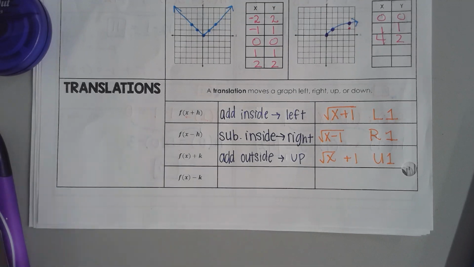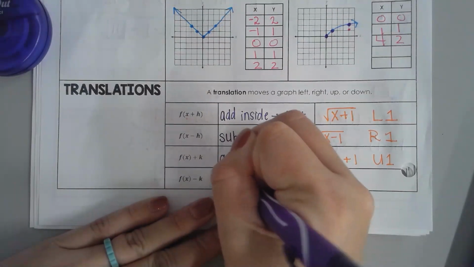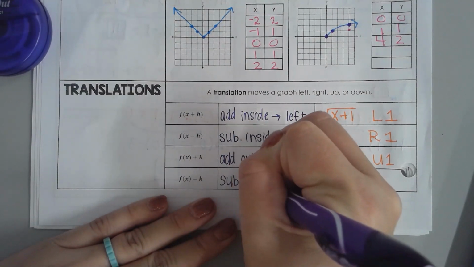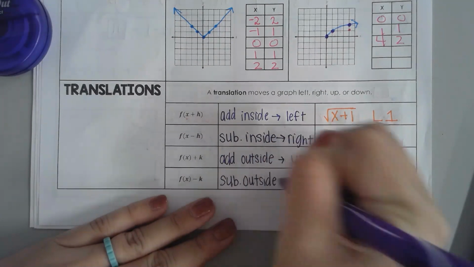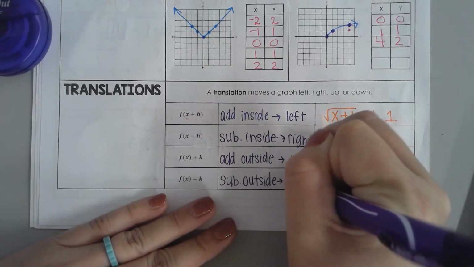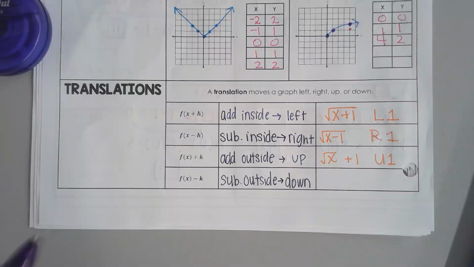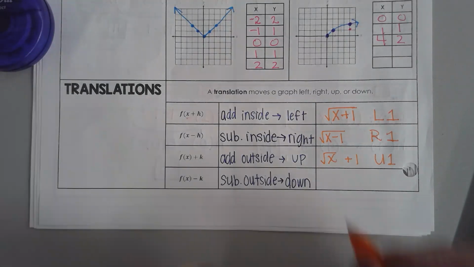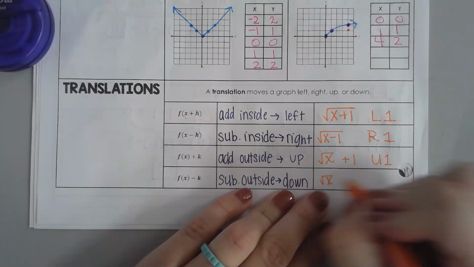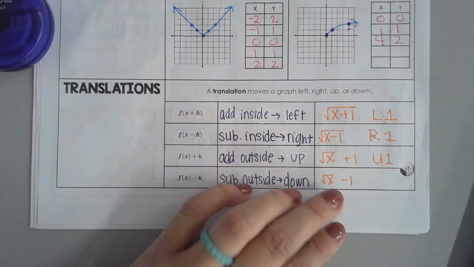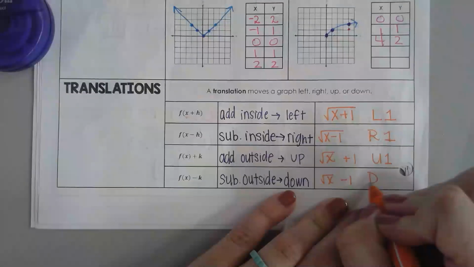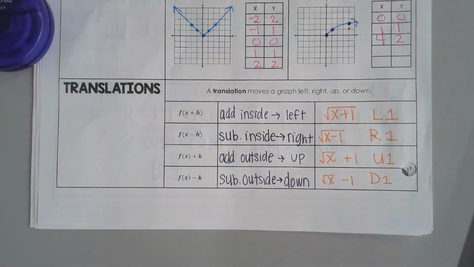And then the last one, if you subtract on the outside, it moves down. So for example, the square root of x, if that minus 1 is on the outside, that's down 1.